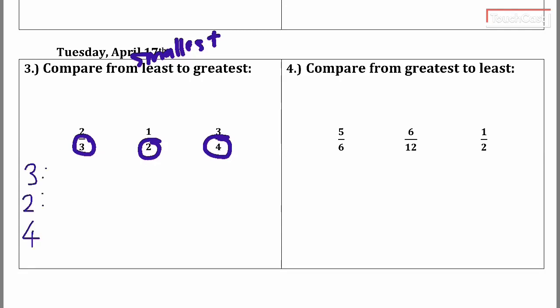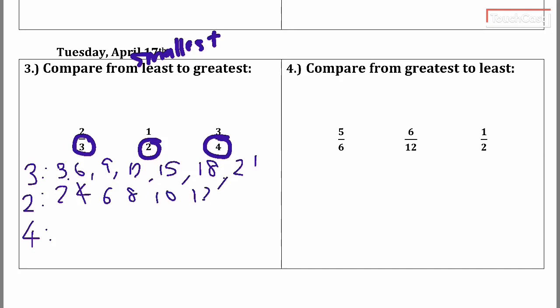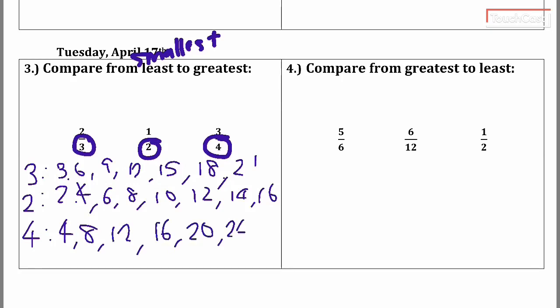All right, let's write our multiples of 3, 2, 4. 3, 6, 9, 12, 15, 18, 21. I'm going to stop there. 2s: 2, 4, 6, 8, 10, 12, 14, 16, etc. These are commas, guys. I know they look like decimals. All right, 4s: 4, 8, 12, 16, 20, 24. I'm going to stop there. The most common one is 12.